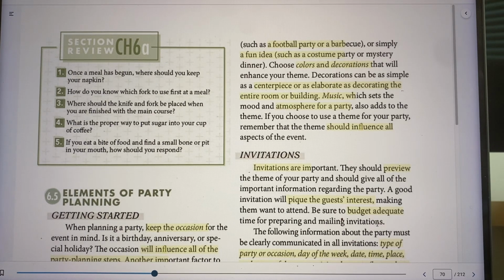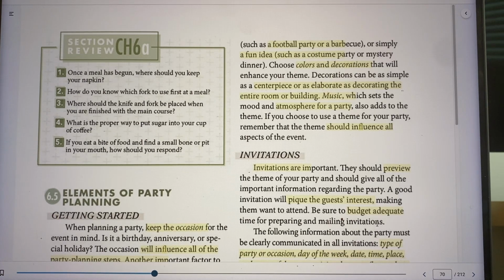Have them wear certain things, or have them be able to share things about each other, or some fun thing, maybe even at the table. So choose colors and decorations that will enhance the theme. Decorations can be very simple. You can have a centerpiece that's a simple centerpiece, or a very elaborate centerpiece. And you can decorate the total building if you want to, if you can afford it.